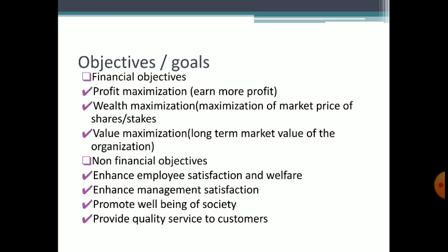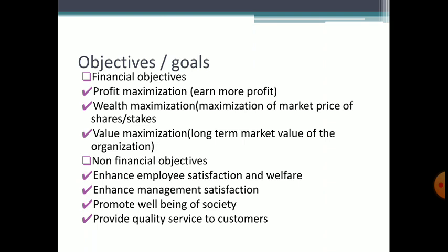Okay, students, the next part is objectives or goals of financial management. The objectives can be broadly classified into two. The first one is financial objectives and the second one is non-financial objectives. Let's see the financial objectives. There are three subcategories of financial objectives. First one is profit maximization, second wealth maximization, and third value maximization.